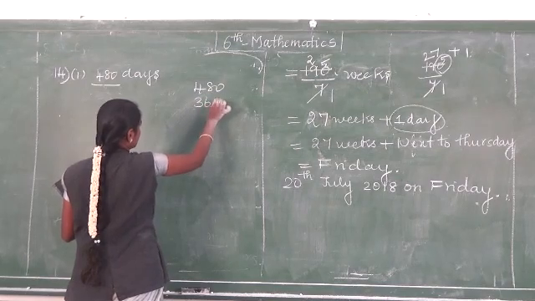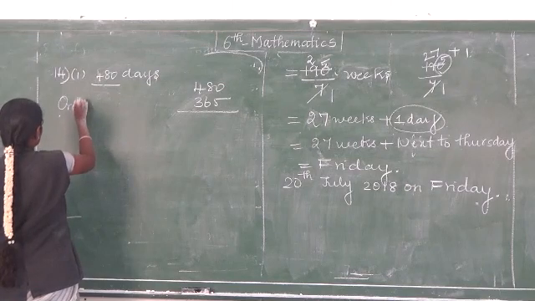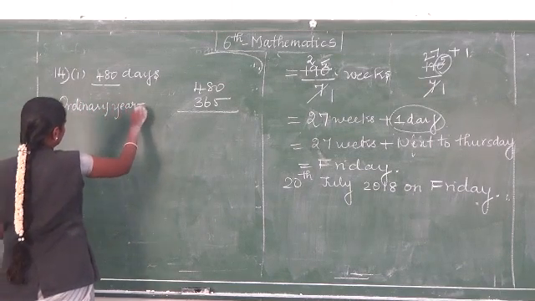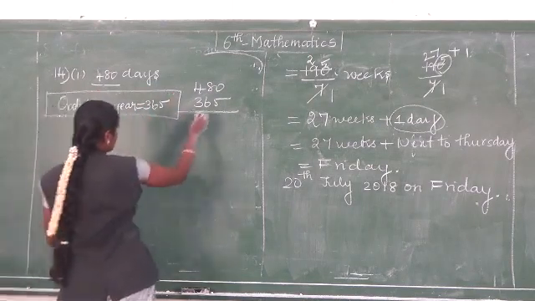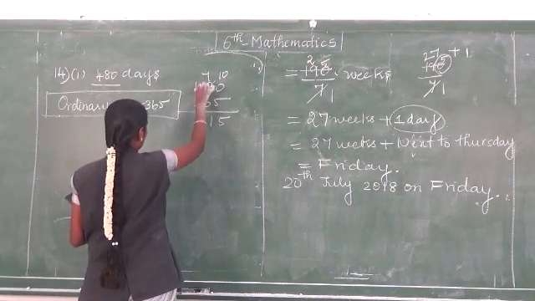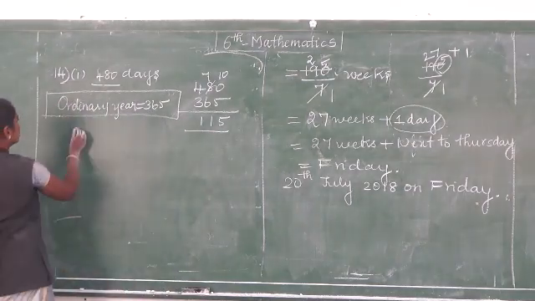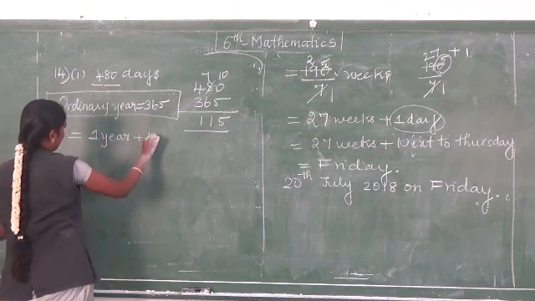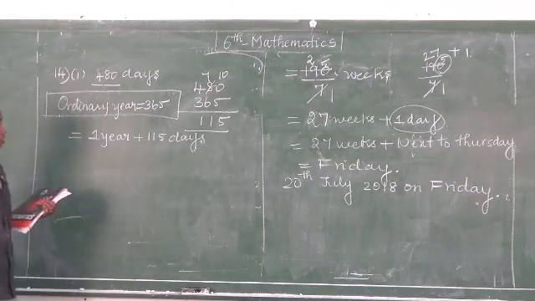480 minus 365, because ordinary year equals 365 days. Subtract: 10 minus 5, 5, 7 minus 6, 1, 4 minus 3, 1. So 115 days. So 1 year plus 115 days we have. So convert into month.